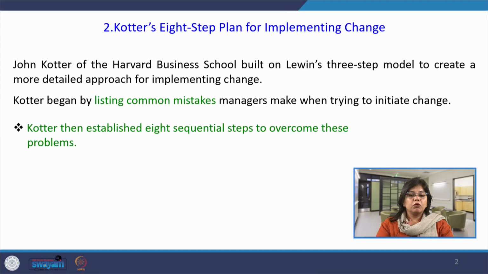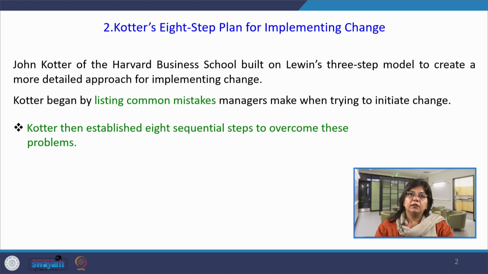Today I am going to talk about another approach to change management, that is Kotter's 8-step plan for implementing change. In the previous session I discussed Lewin's 3-step model. Today I am going to talk about Kotter's 8-step plan for implementing change. This is basically an extension of Lewin's 3-step model, built upon that base, that is unfreezing, movement and refreezing.